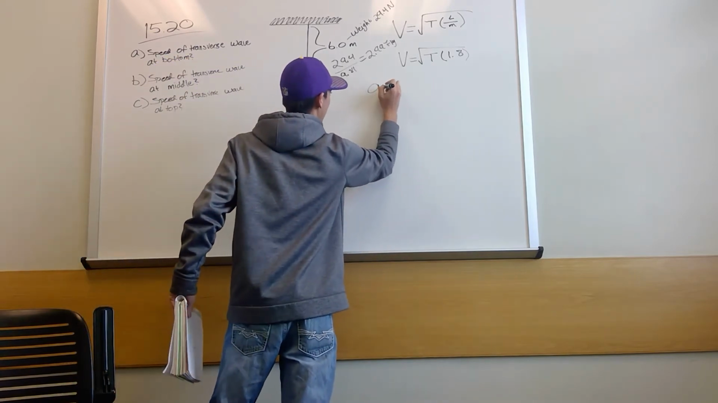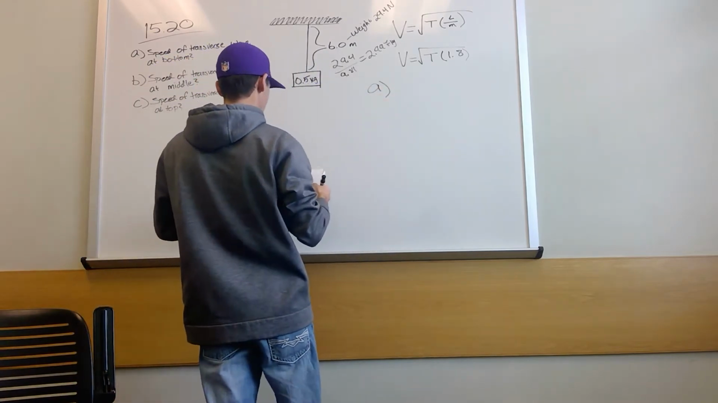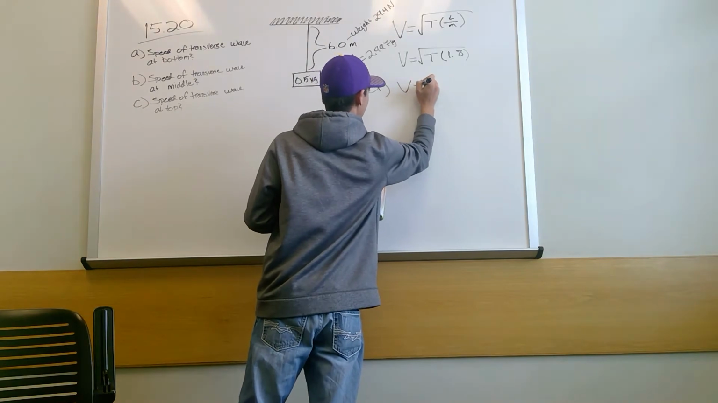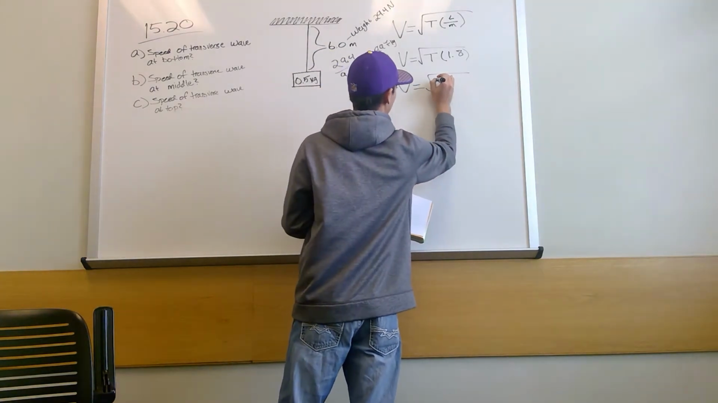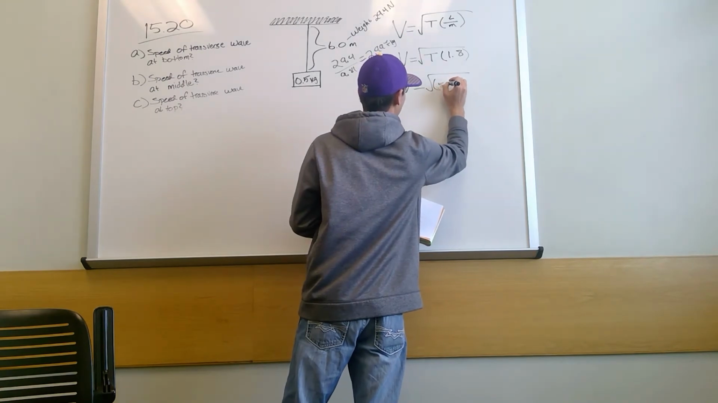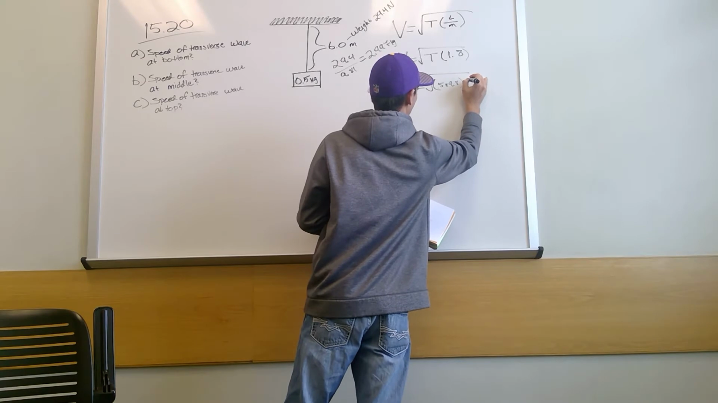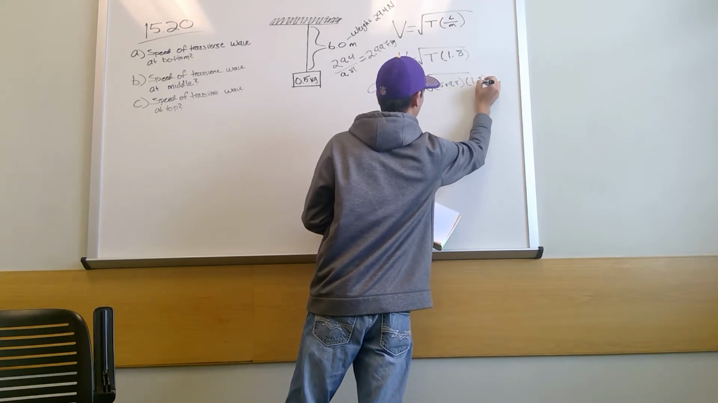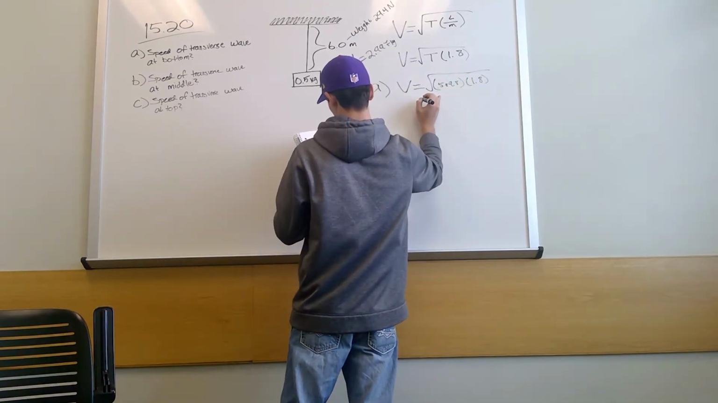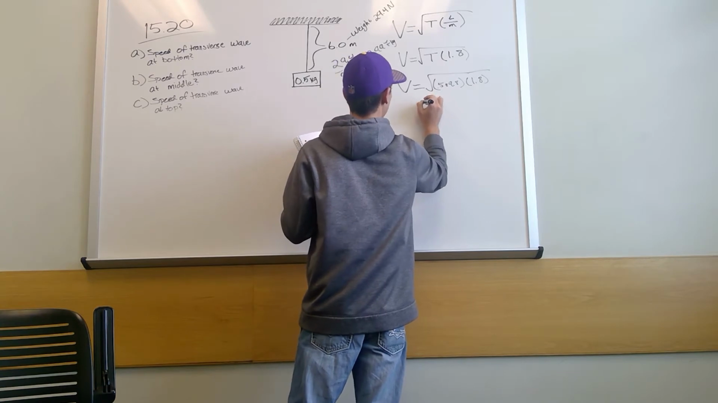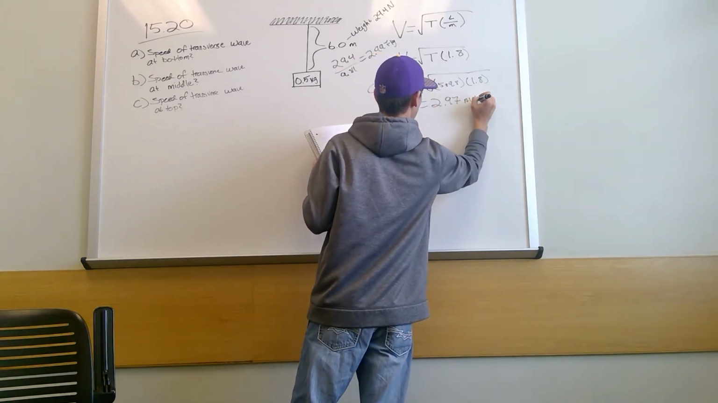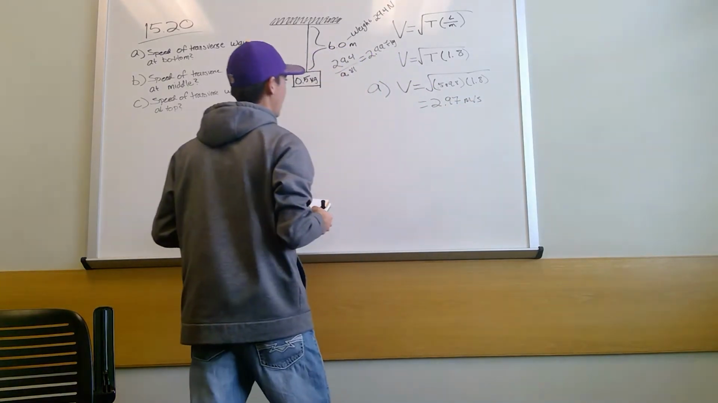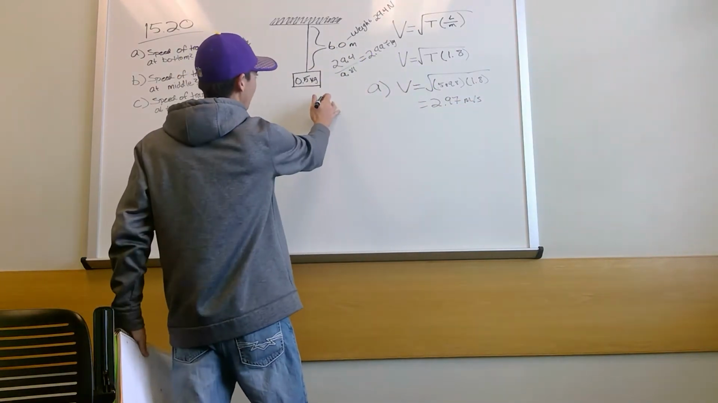So for A, our speed is going to be that V is equal to the square root of 0.5 times 9.8 multiplied by our 1.8. And that equals out to be 2.97 meters per second for the speed of the transverse wave at the bottom of the rope.